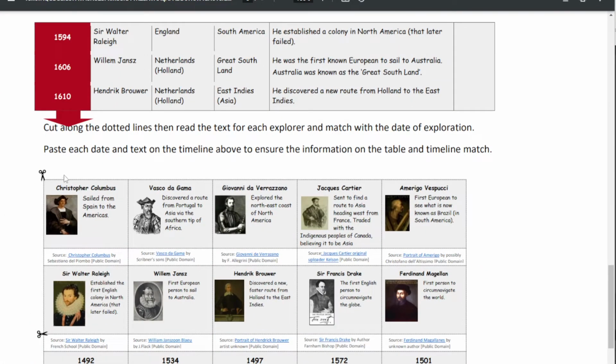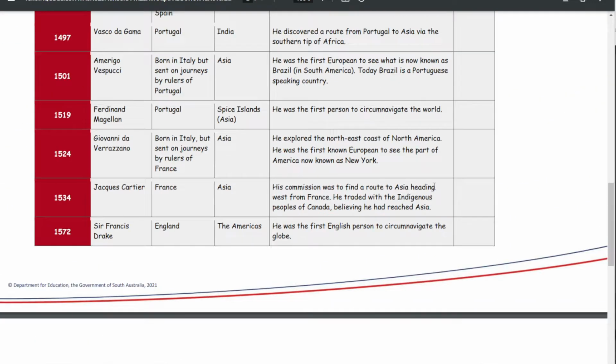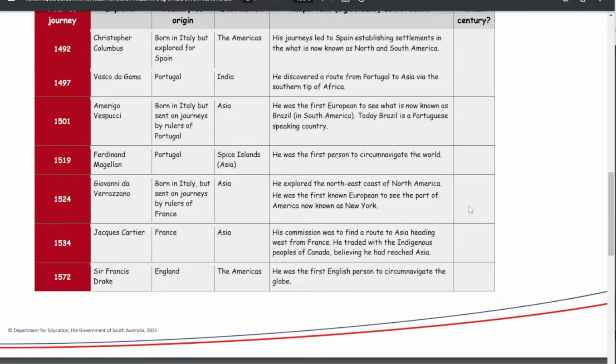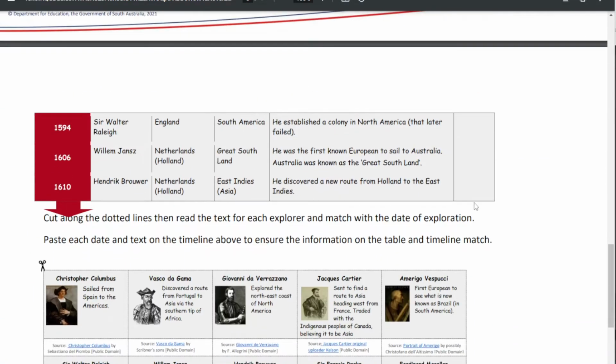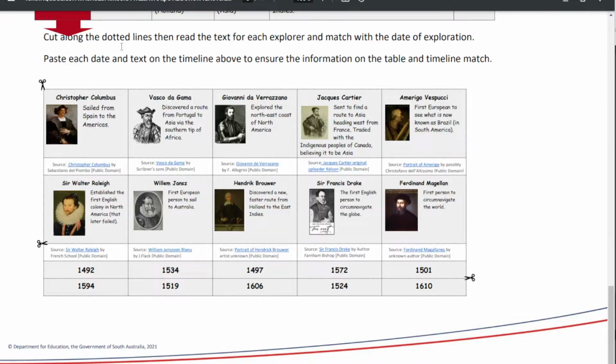All right. So cut along. So once you've done that, you've written the century in, looked at the year, read a little bit about this, and then put the century in here. You'll go down to here and you'll cut along the dotted lines. Okay, don't worry about this information down here.